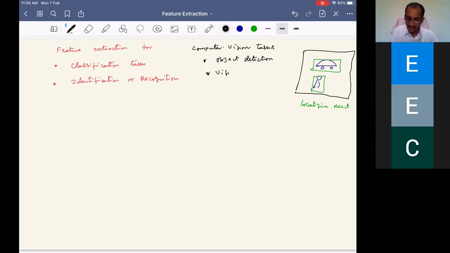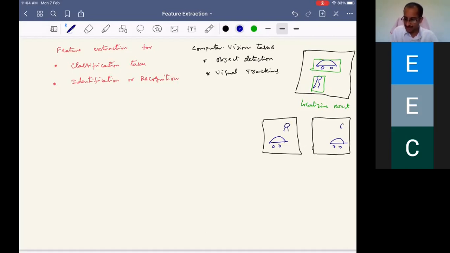Tracking, visual tracking. They call it visual tracking because they are tracking based on images or a sequence of images. So you have an image here, and you have the next image here, and then you want to track. Say if there is a car here, where is it in the next frame? If there is a person here, where is the person in the next frame? We want to track it. So from here to here, what's the motion? Previously the center was here, and now from here to here.